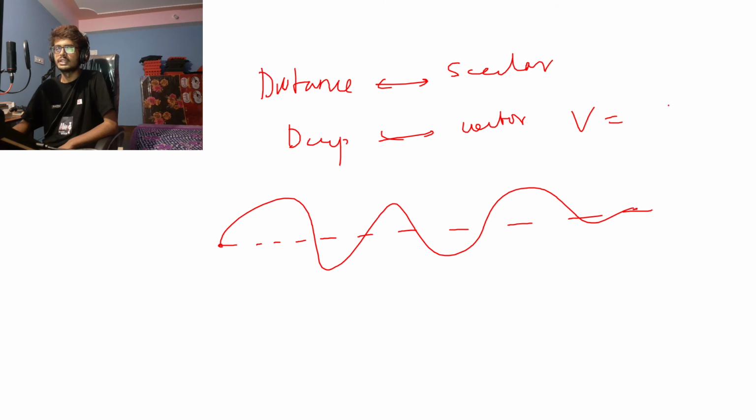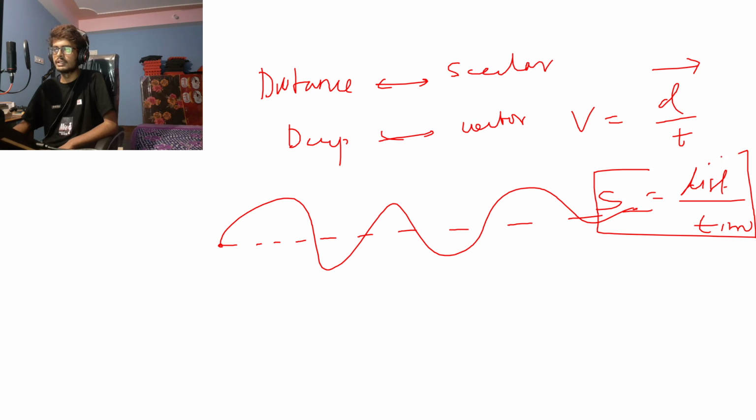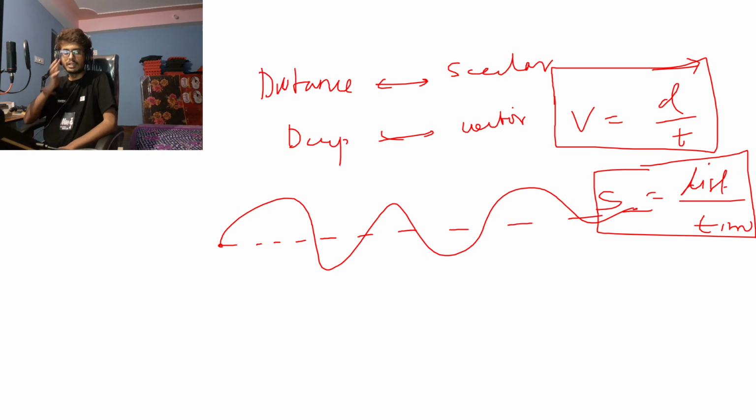We know what is velocity. Velocity is displacement upon time. We know what is speed. Speed is distance upon time. So you should know about this. Velocity is a vector quantity. Speed is not a vector quantity. Speed is a scalar quantity, right? So yes, we did this. We discussed what is a scalar and what is a vector. So I think you should be clear with what is scalar and vector by now.